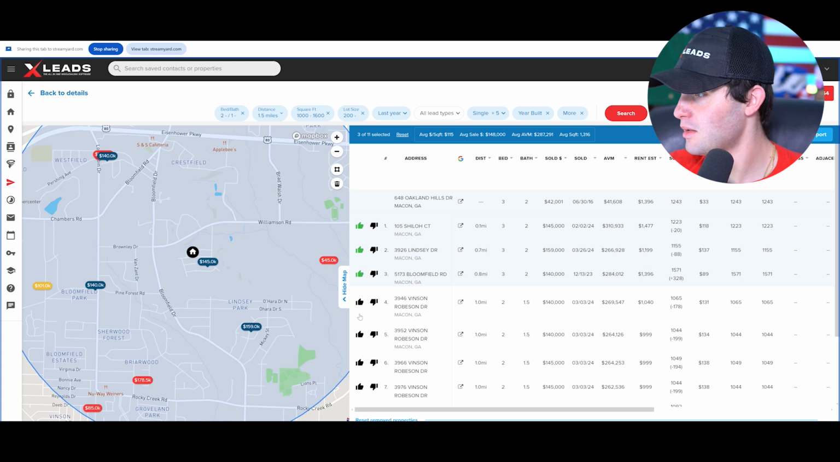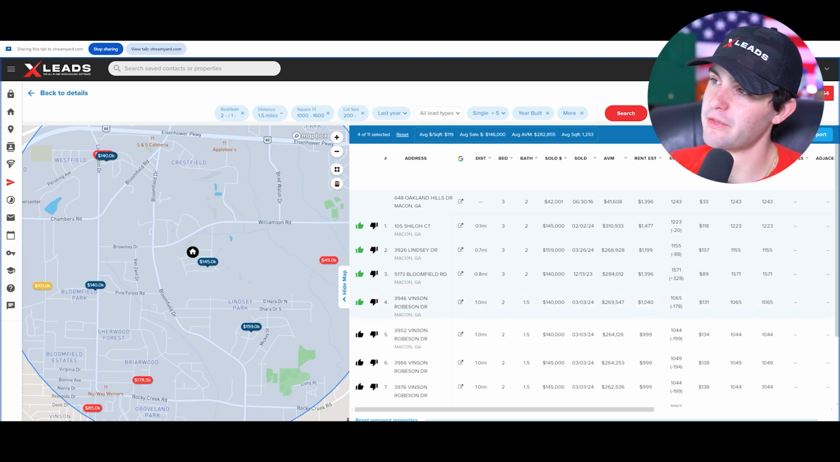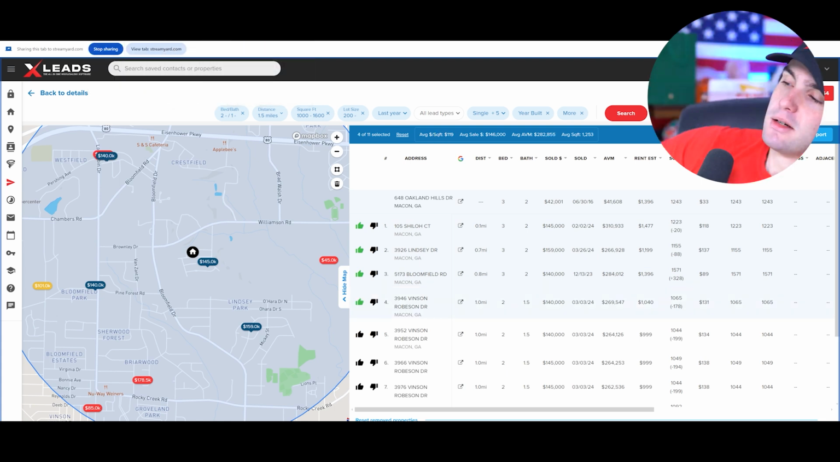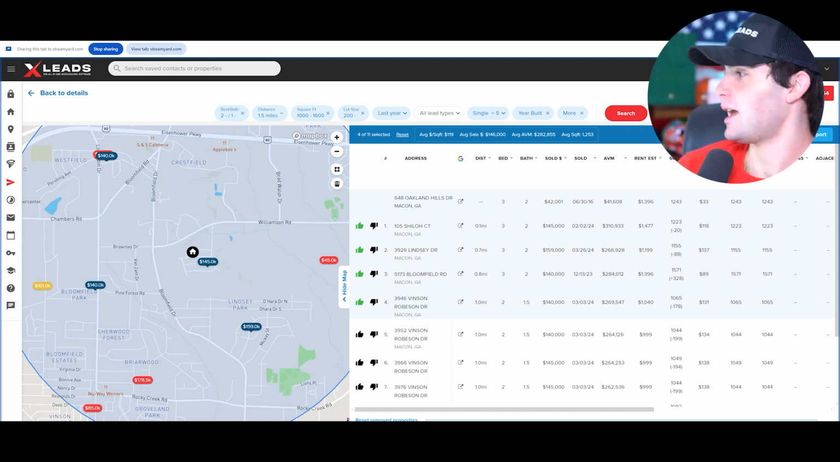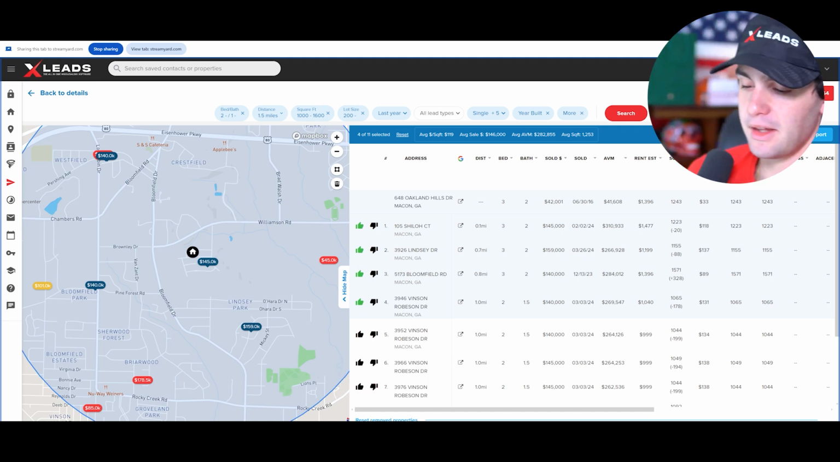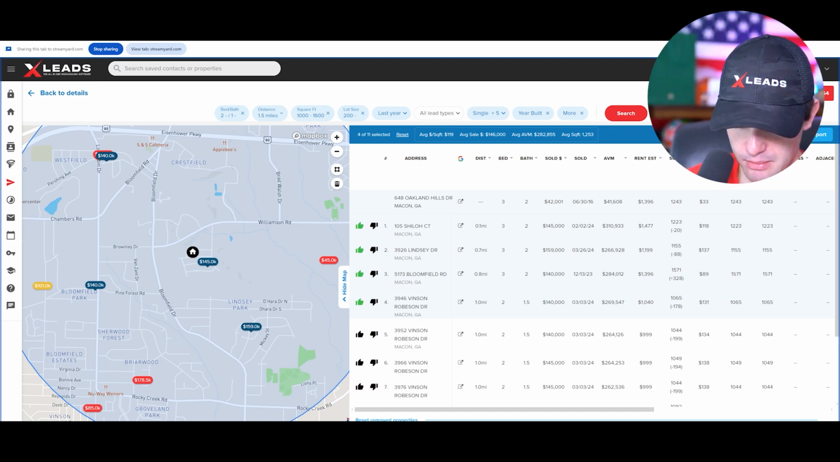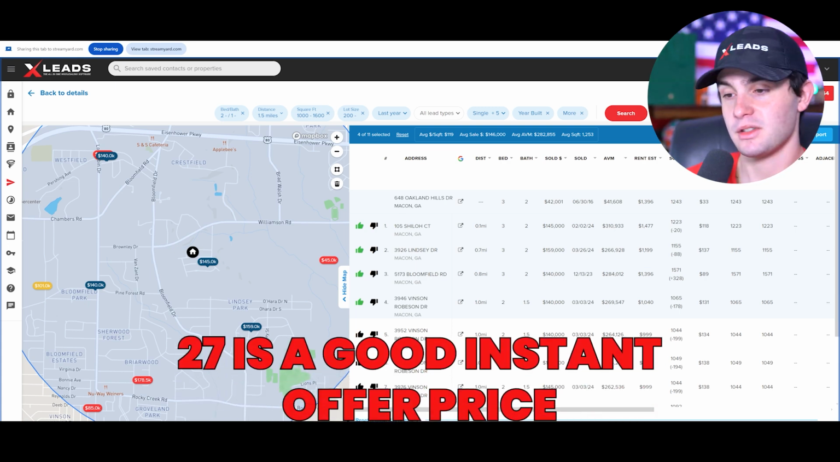Okay. No. So we're getting a 120 average per square foot. I see one selling for 97. Most likely we have a 110 ARV, 80. So just doing the math here. I think on this one, it was slightly above probably, but if it's 80 grand, okay, 80.56 MAO. So 27 is a good instant offer price.